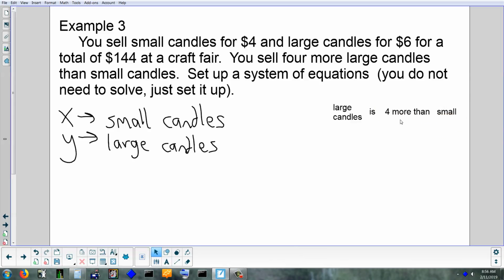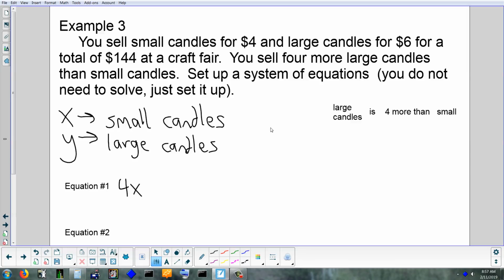All right. So we're trying to find, we know the price. We just don't know how many we sold. This x is going to be attached to something else. What's the x going to be attached to? Price. Which is? For small candles, $4. So equation 1 is going to be 4x. Again, because they're $4 and they represent small candles.